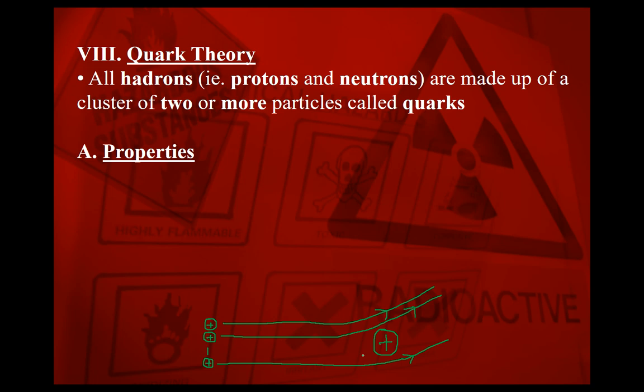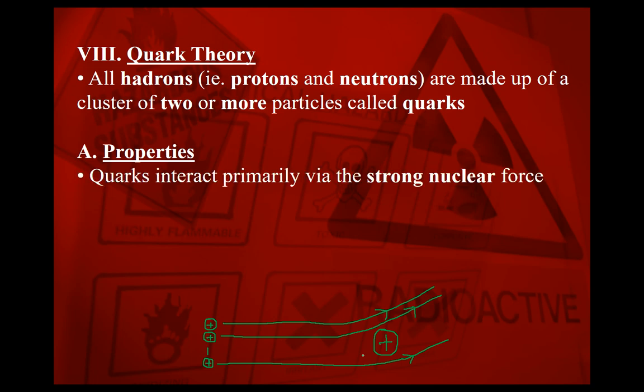Okay, properties of quarks. Quarks interact primarily by means of the strong nuclear force. You'll recall from the last lesson that the mediating particle for the strong nuclear force was a gluon, and the point of a gluon was to ensure that protons and neutrons are locked together in the nucleus. Since protons and neutrons are made up of quarks, they also interact by the strong nuclear force.